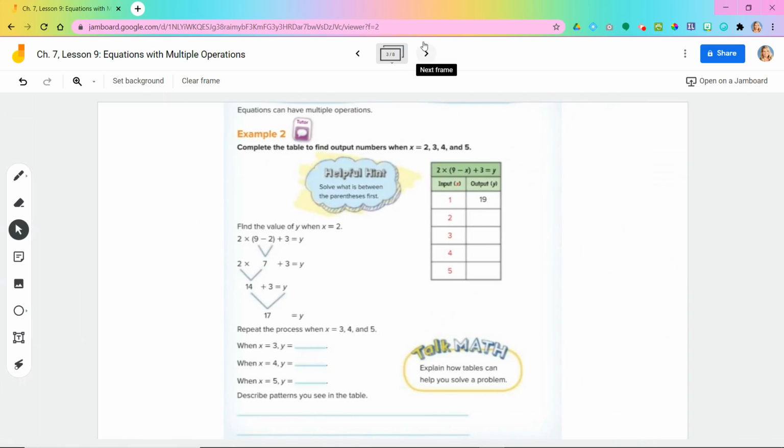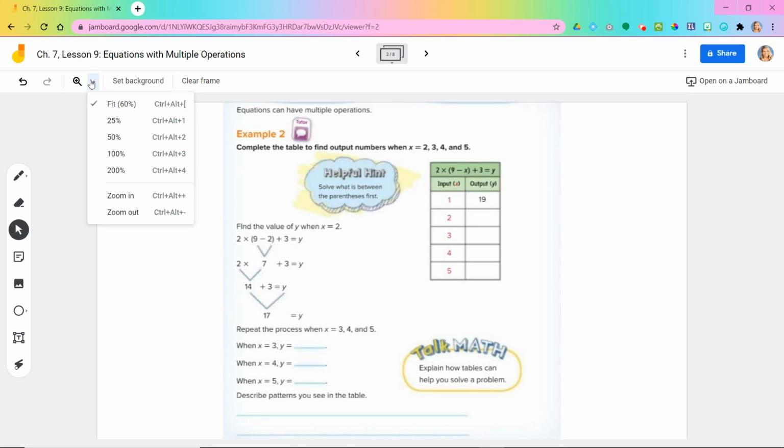So let's take a look at the next example. Now, we know equations can have multiple operations. We've looked at that.